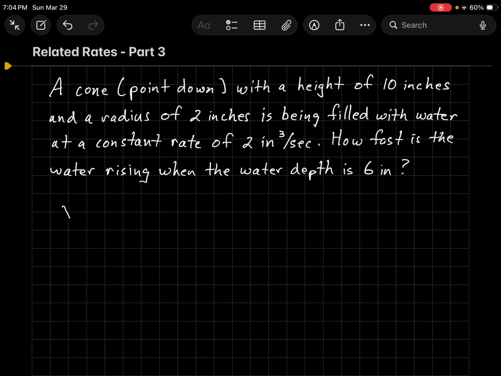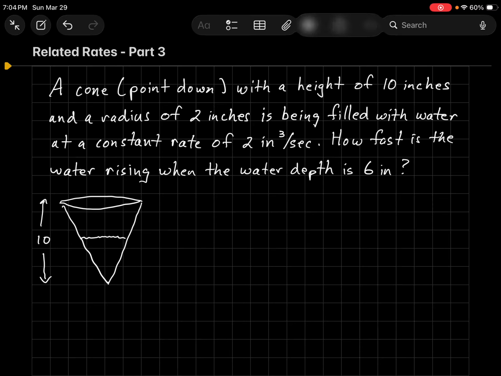Let's start, as always, by drawing a picture. So I have a cone. And I know its height is 10 inches. Well, water's coming up here, so let's draw some water here as well. Now, the water height is changing, but the cone height is not. So we will call the cone 10. And then the radius of this cone is also not changing, so we'll call that 2 because it's fixed. And we'll draw something like this.